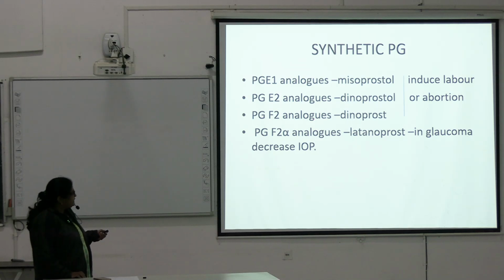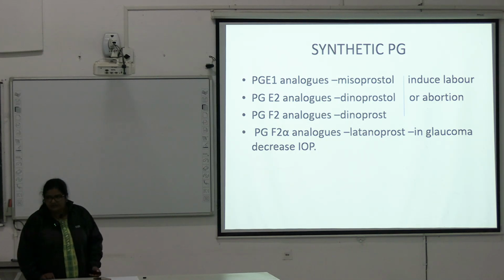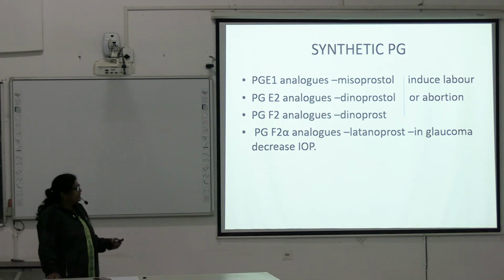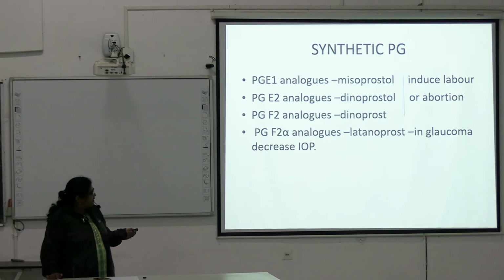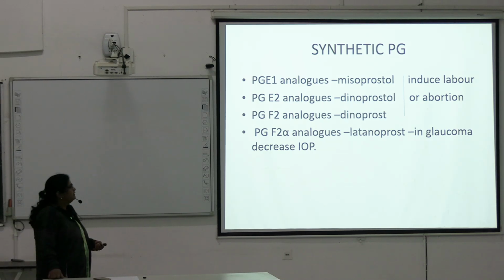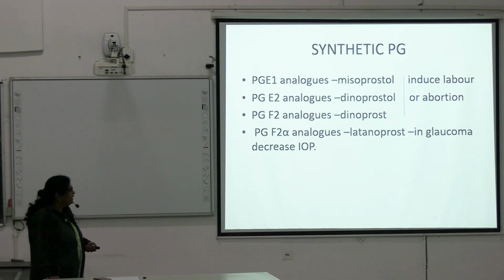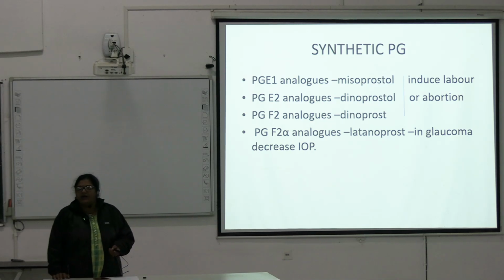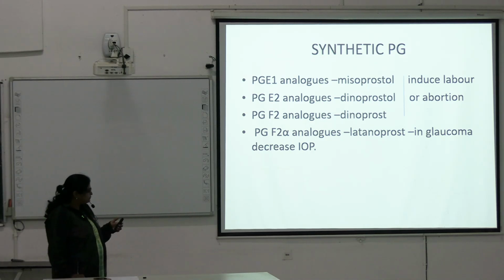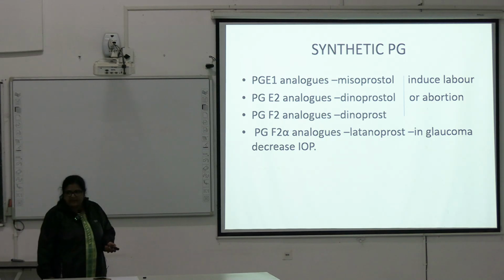What is the function of these three prostaglandins? Induce labor or abortion. Okay? They induce labor or abortion. Another is the PGF2 alpha analog, which is latanoprost. It is used in glaucoma to decrease the intraocular pressure. Okay? These four are synthetic prostaglandins.